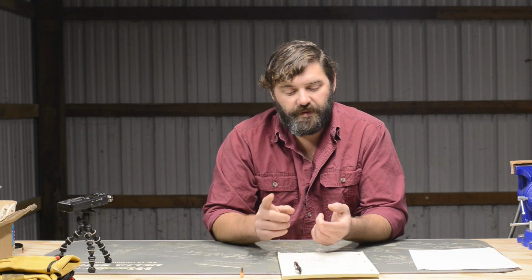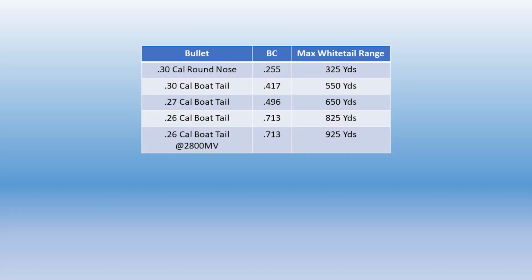Now our Wildcat guy, with the 2,800 feet per second departure, was able to stretch that range to 925 yards. So, with the same bullet weight, with the same muzzle velocity, there is a 600-yard difference in ethical hunting range between a round-nosed bullet and a smaller diameter, longer, more efficient bullet. So that is a significant gain and something to be considered when choosing the best caliber for your hunting purposes.